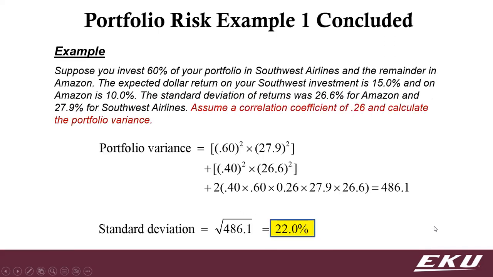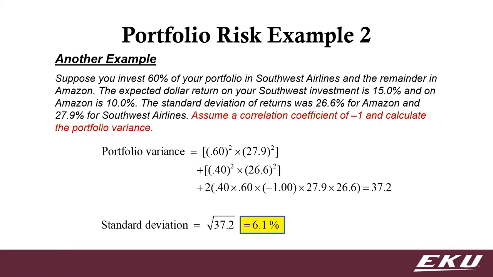Now they're going to change it, and they're saying, okay, well, what if the correlation isn't 1 and is instead 0.26, right? And if we were to do that, you notice the standard deviation falls. It was at 27%, and now it's fallen down to 22. If the correlation went all the way to -1, you notice the standard deviation then falls all the way to 6.1%.